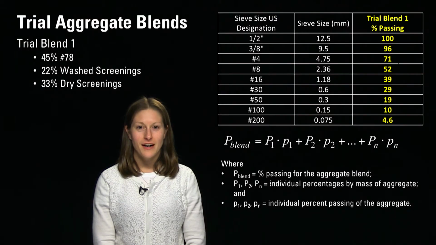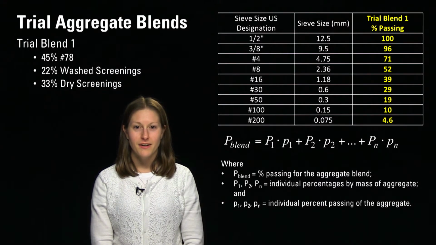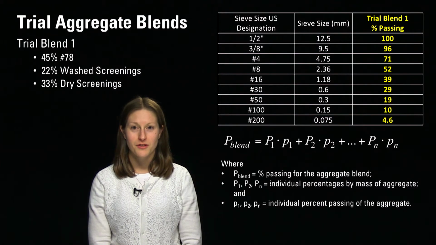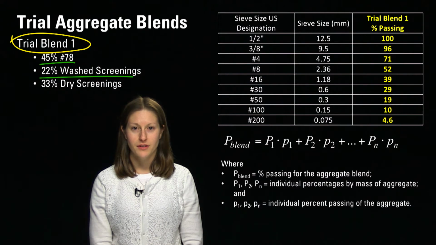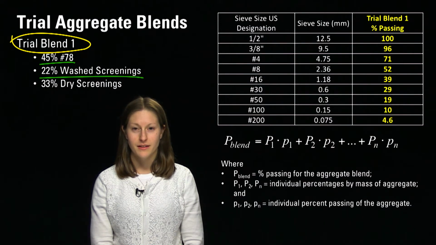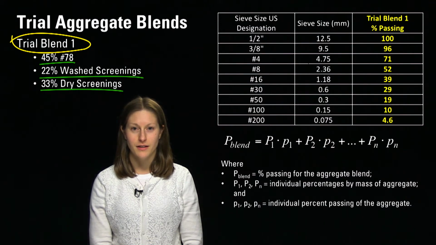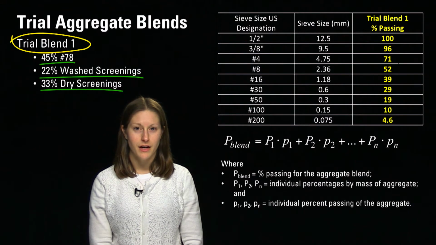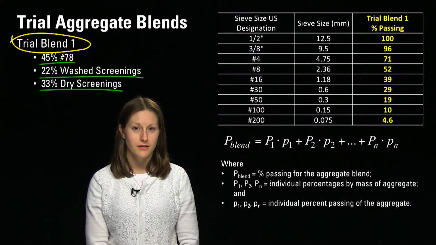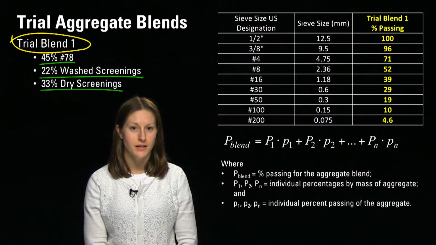We establish trial aggregate blends by combining our aggregate sources in different proportions to meet Superpave gradation specifications. For trial blend 1, we'll be using 45% of the number 78 aggregate, 22% of the wash screenings, and 33% of the dry screenings. These mass proportions were combined with the gradation information from the different aggregates using the equation on this slide to arrive at the gradation in the table.